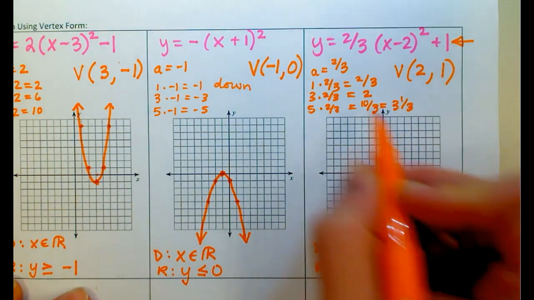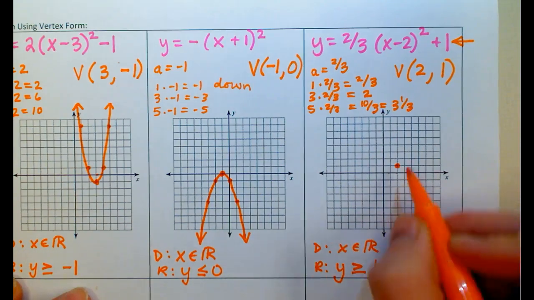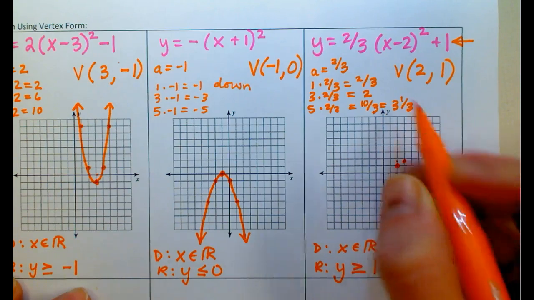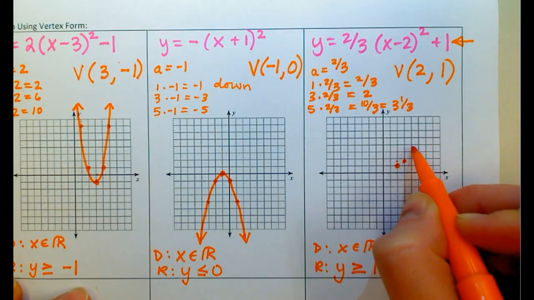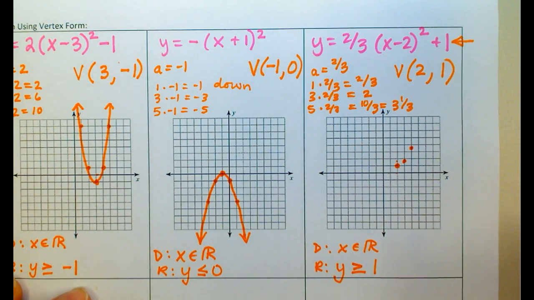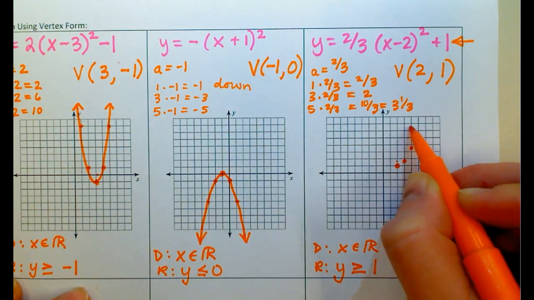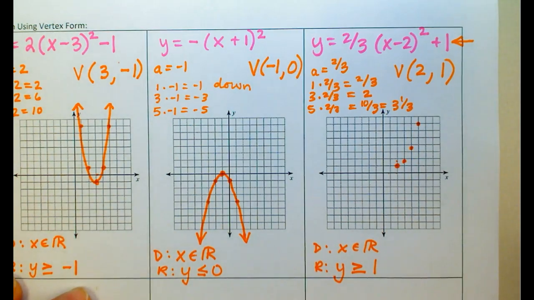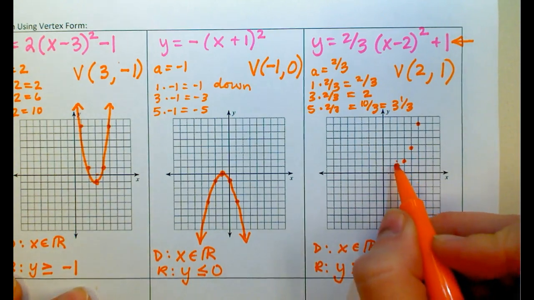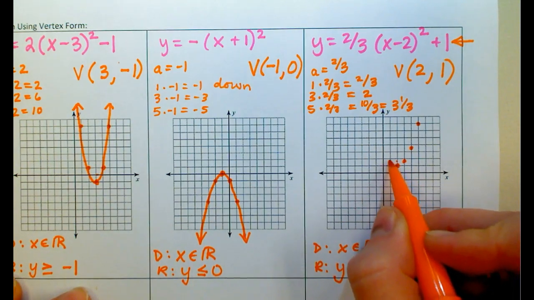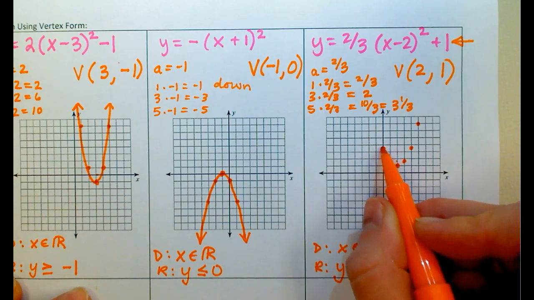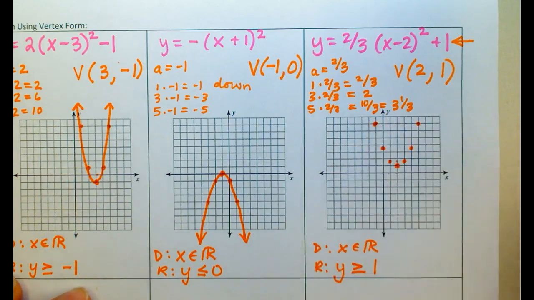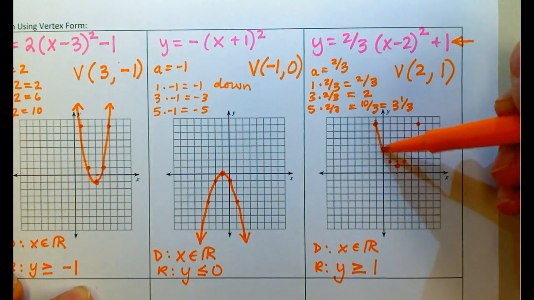So from the vertex, these are all positive, so I know I'm going up 2/3, which is not quite 1 over 1. The next one is up 2 over 1. And the last one is up 3 1/3 over 1, which will put us on that next perfect point. On the other side, up 2/3 over 1, up 2 over 1, up 3 1/3 over 1. Draw a smooth parabolic curve.